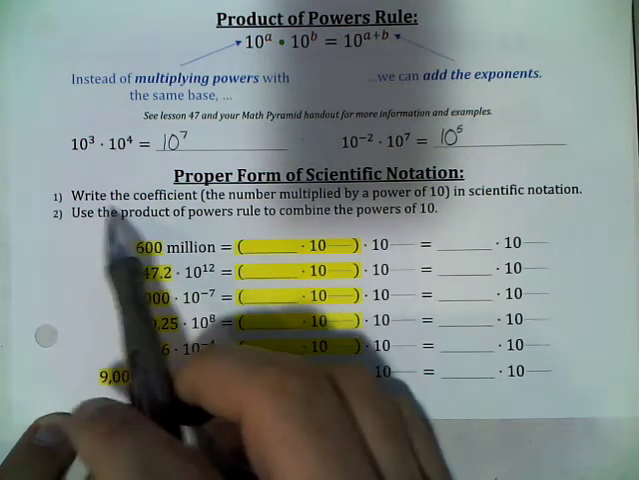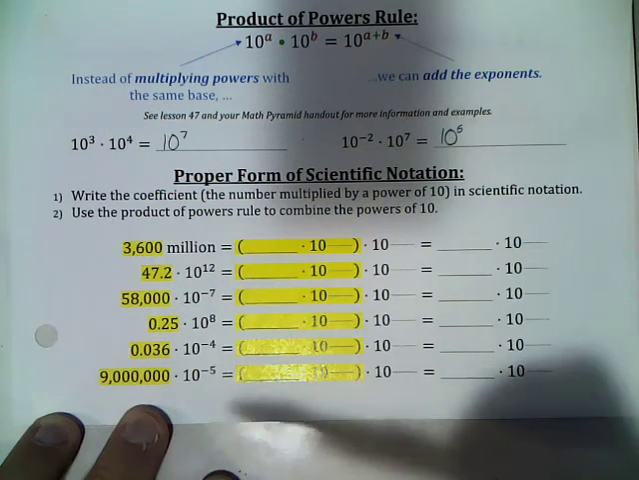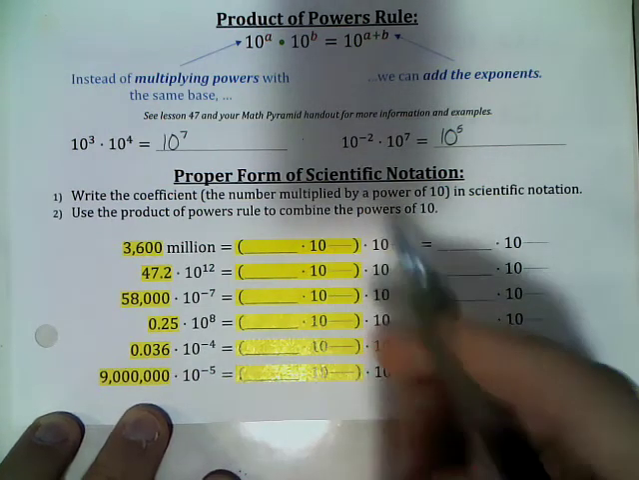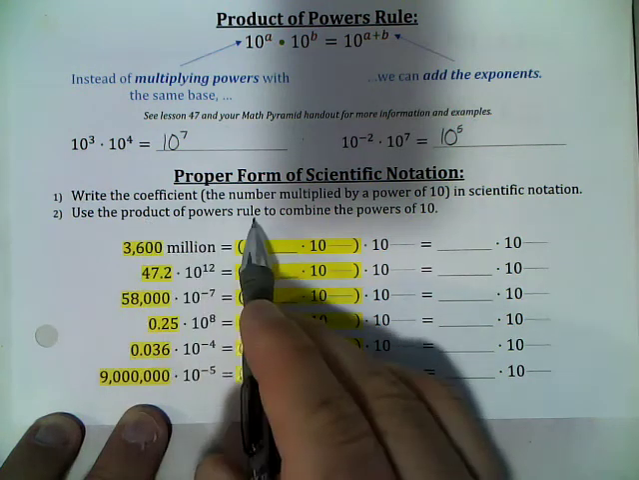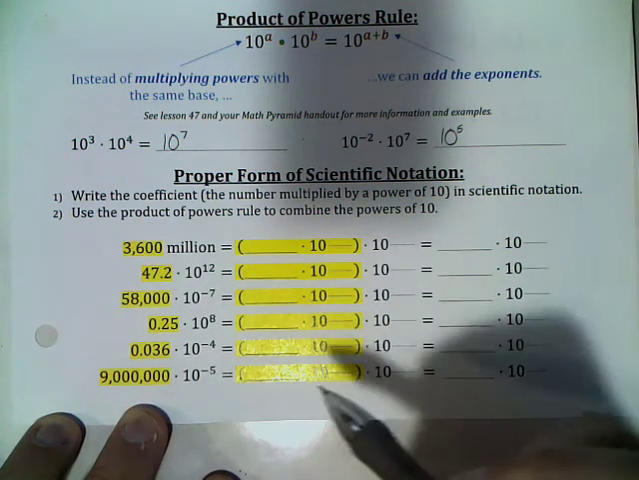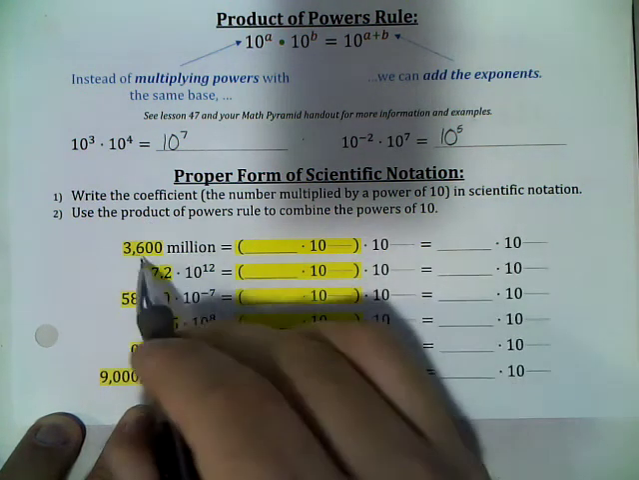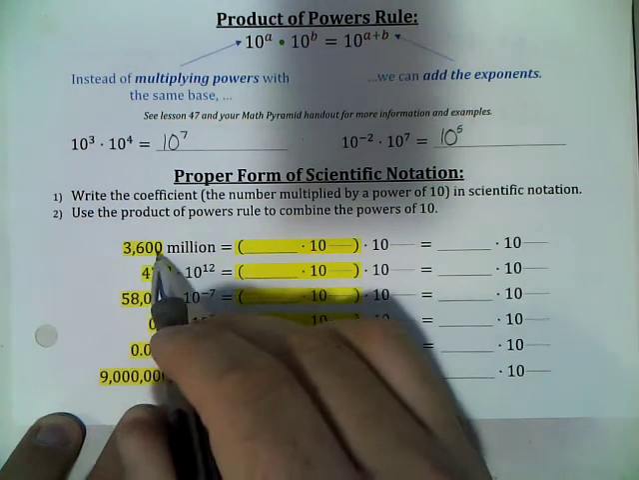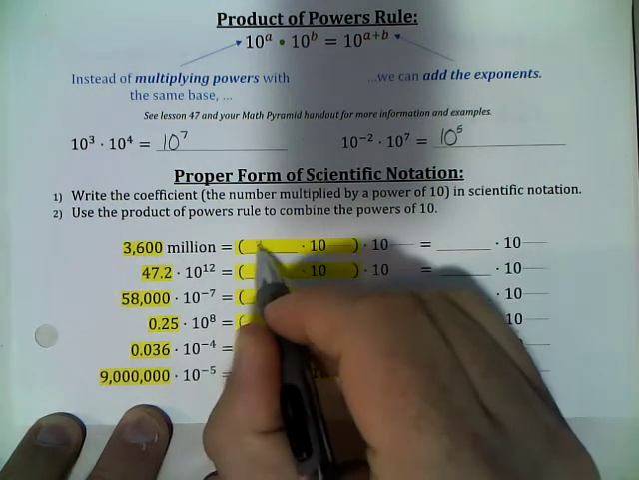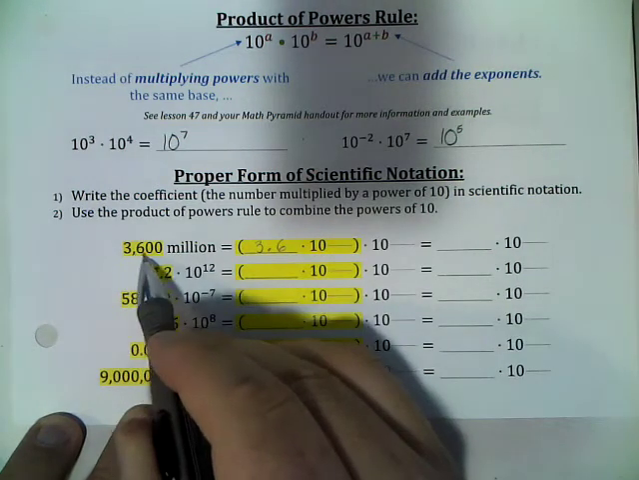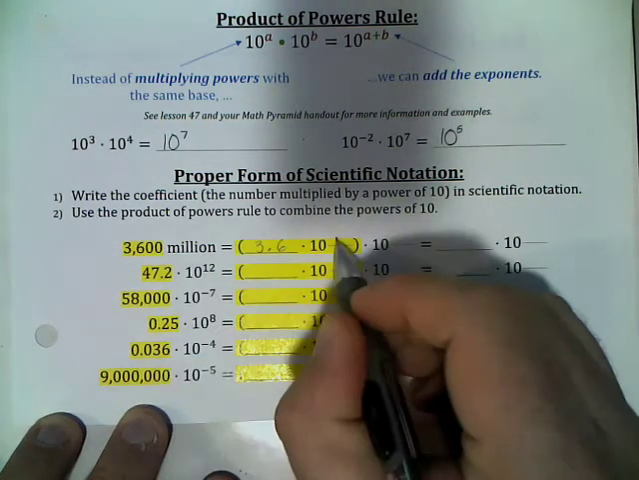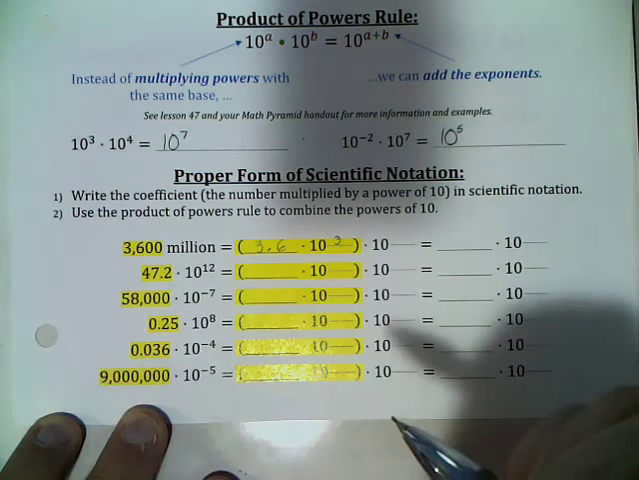So first step is to write this number out front in scientific notation. The second step is to use the product of powers rule to combine the powers of 10. So here we go. 3,600, that would just be a 3.6, and then we'd have to move the decimal 1, 2, 3 times, so it'll be times 10 to the third power.